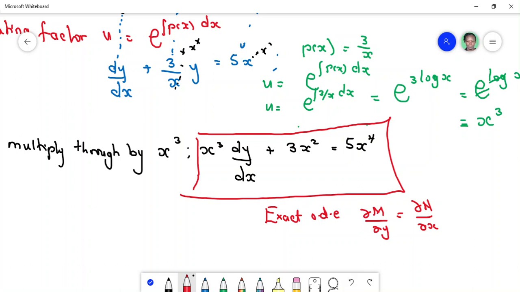Our next lesson will take more worked examples on non-exact differential equations, or what we are going to call the integrating factor.